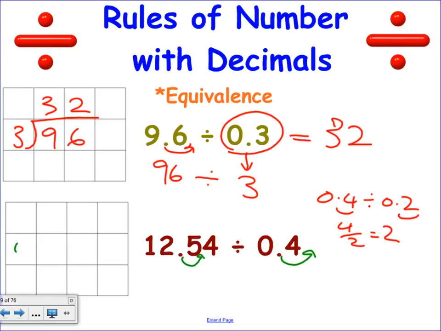So 4 into, oh blimey, I haven't got enough columns. 1, 2, 5, 4. 4 into 1 doesn't go. 4 into 12 goes 3 times. There's that decimal point gone. There, isn't it?